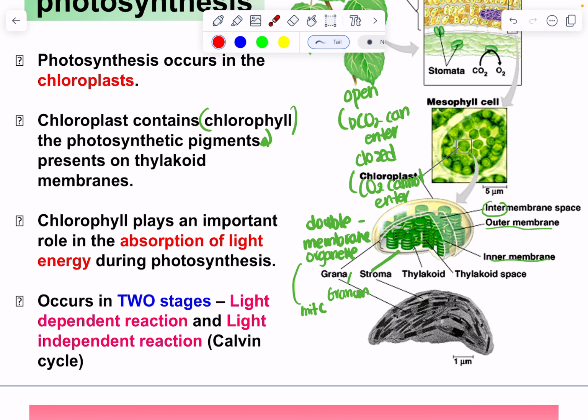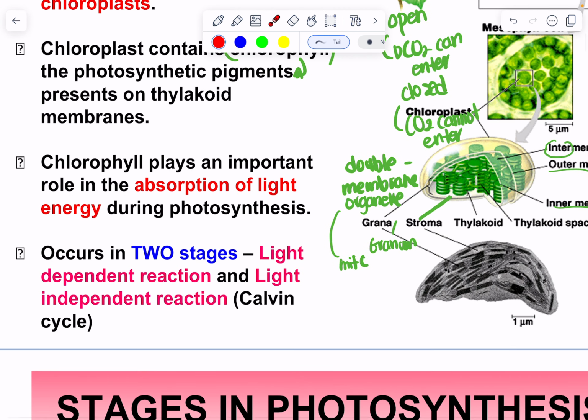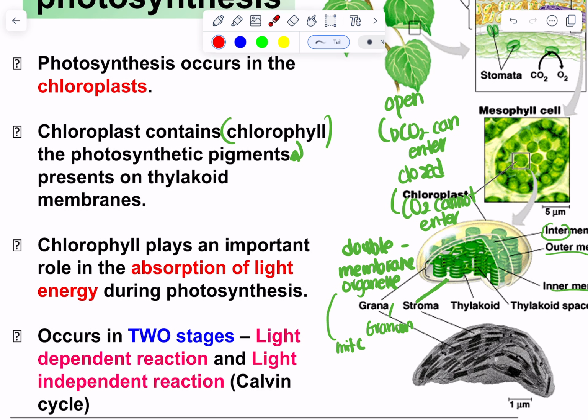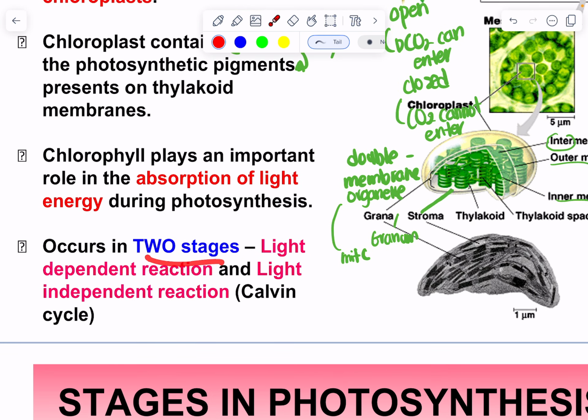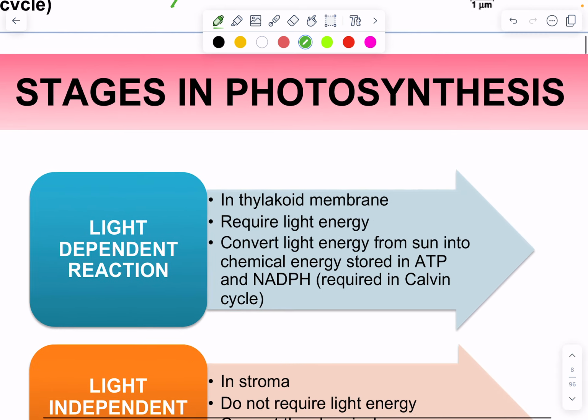So this is why you have to know, in photosynthesis, we have two stages. The first one is light-dependent reaction. The second one is light-independent reaction. You can also say Calvin cycle. It's the same thing. Light-independent reaction or Calvin cycle. Is that clear? If it's clear, let's take a look at the next slide.